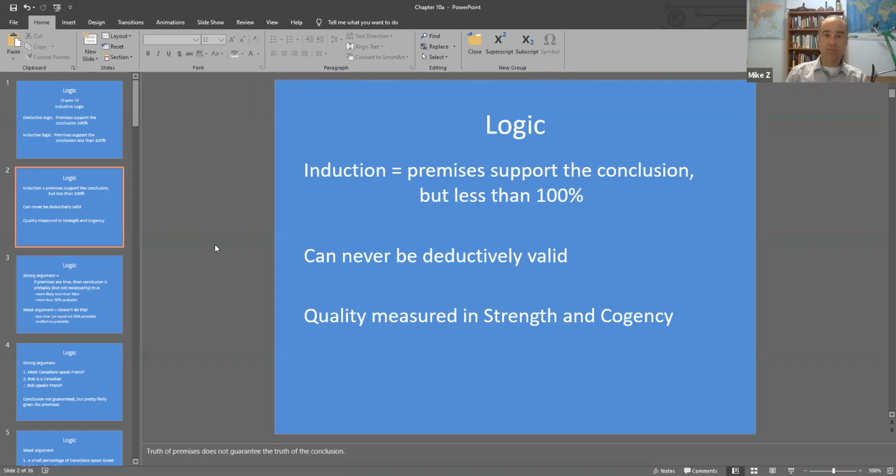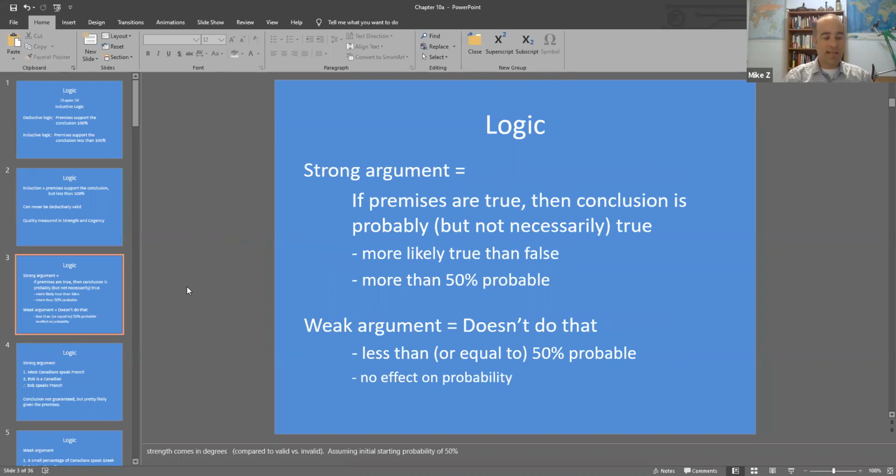But in inductive arguments, instead of validity and soundness, we measure the quality of the argument in terms of strength and cogency. So remember that a strong argument is one in which the premises support the conclusion. They make it more likely that the conclusion is true than you would otherwise think, right? So before you hear about the premises, you might think, well, it's a 50-50 chance that the conclusion is true. But then once you hear the premises, it's increased my confidence that this conclusion is more likely than not to be true.